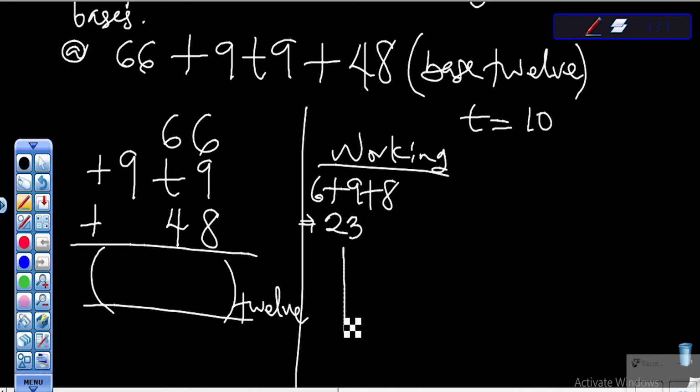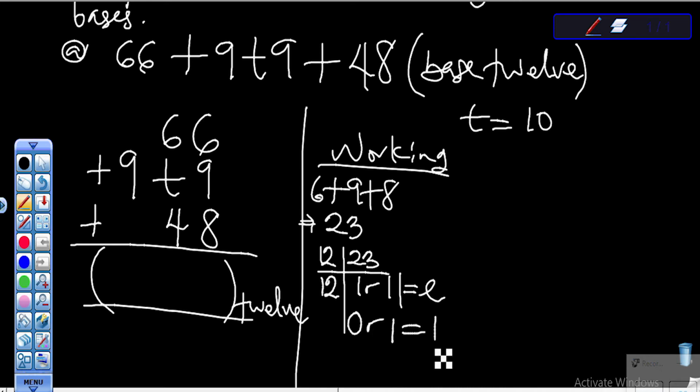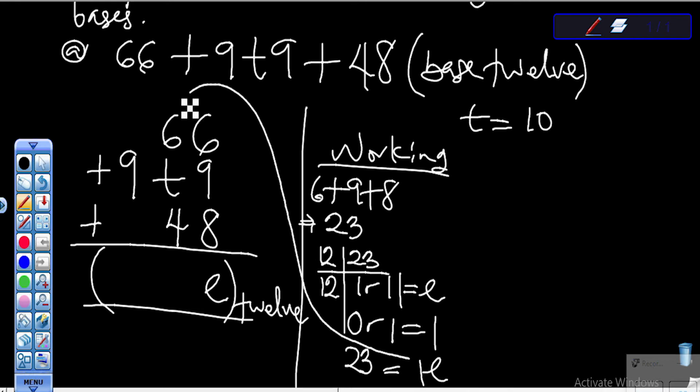So what will you do? Using your long division approach, how many multiples of 12 will I see in 23? That's 1, remainder 11, which is the same thing as E. Then 0, remainder 1. So I'm having 1E as 23. So I will write my E and note the multiple, which is 1, transferred to the next line.